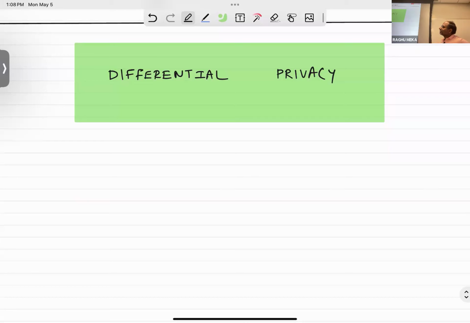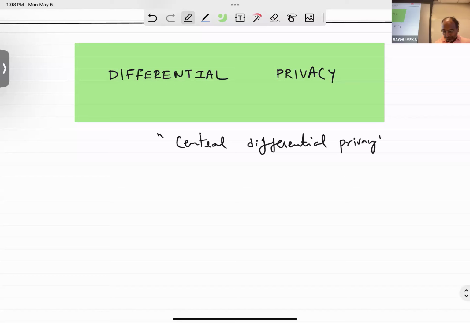And there are many versions of differential privacy. I'm just going to call it differential privacy for this lecture series, but technically, this is really central differential privacy, or sometimes also called the trusted curator model.